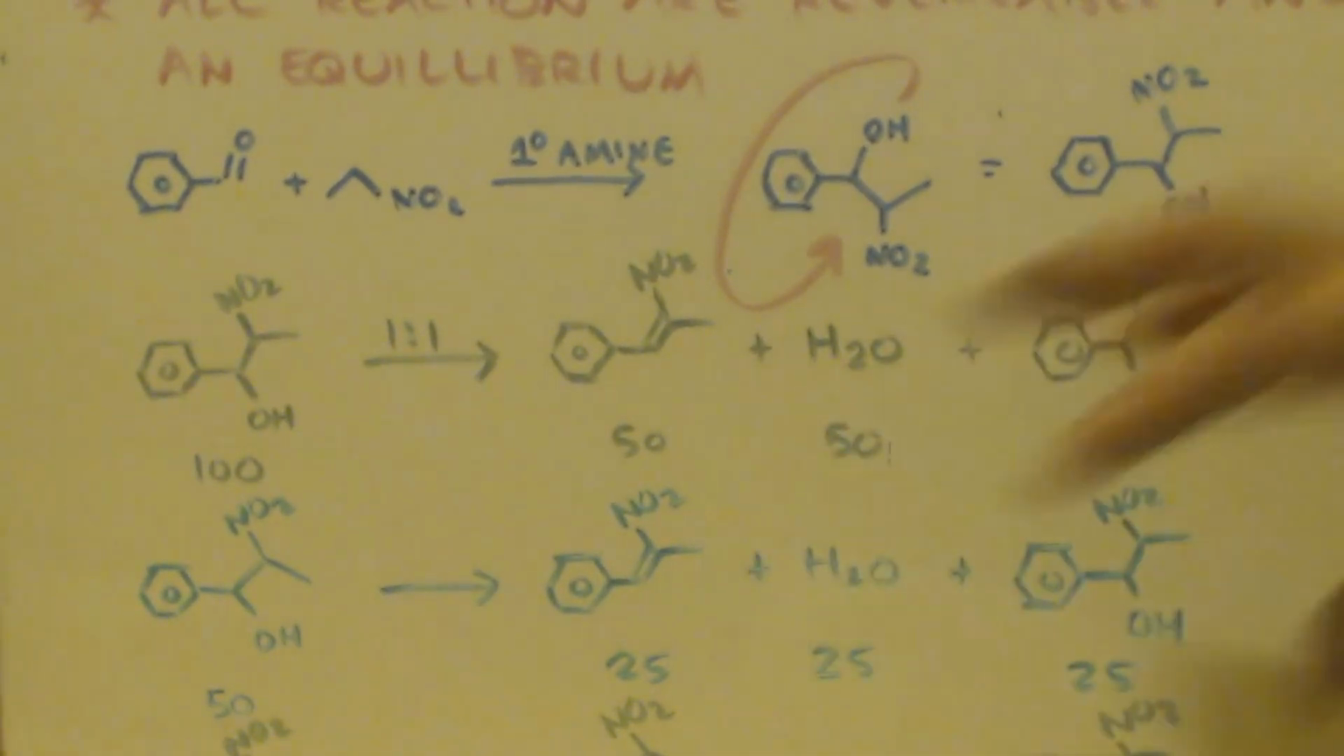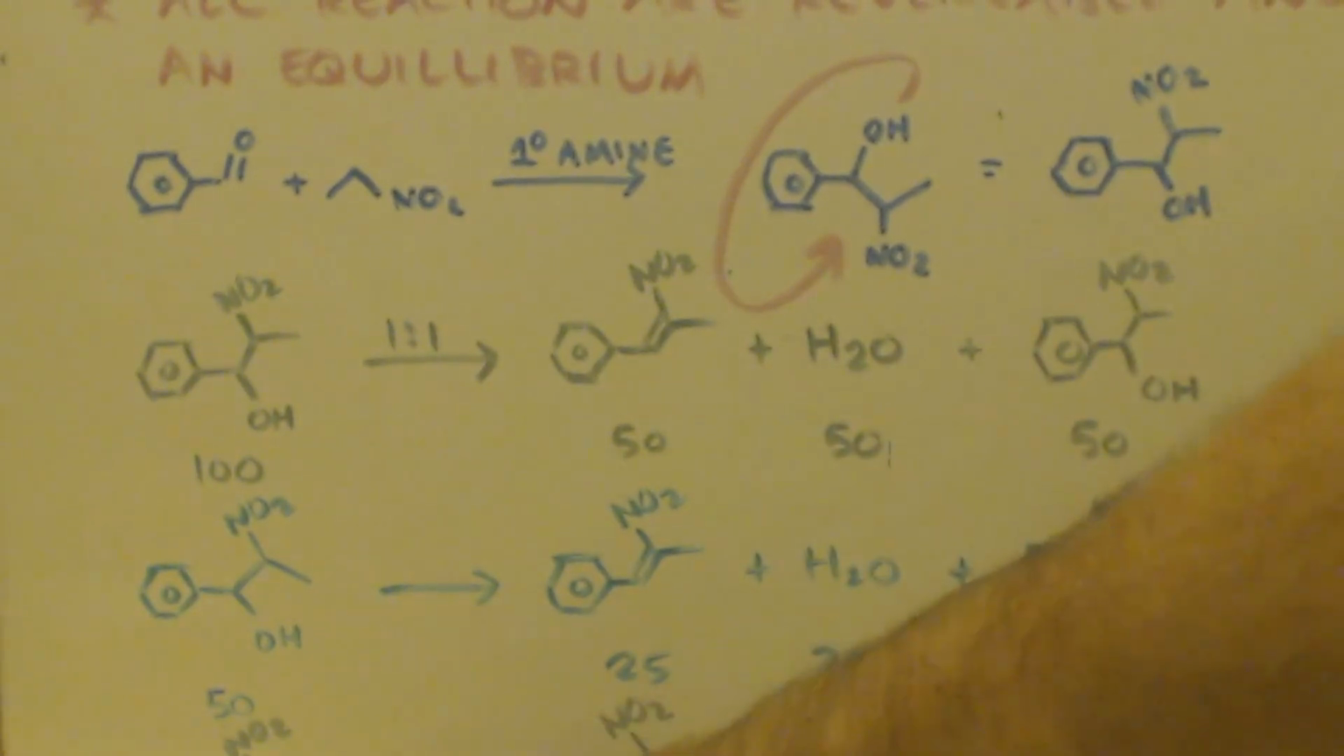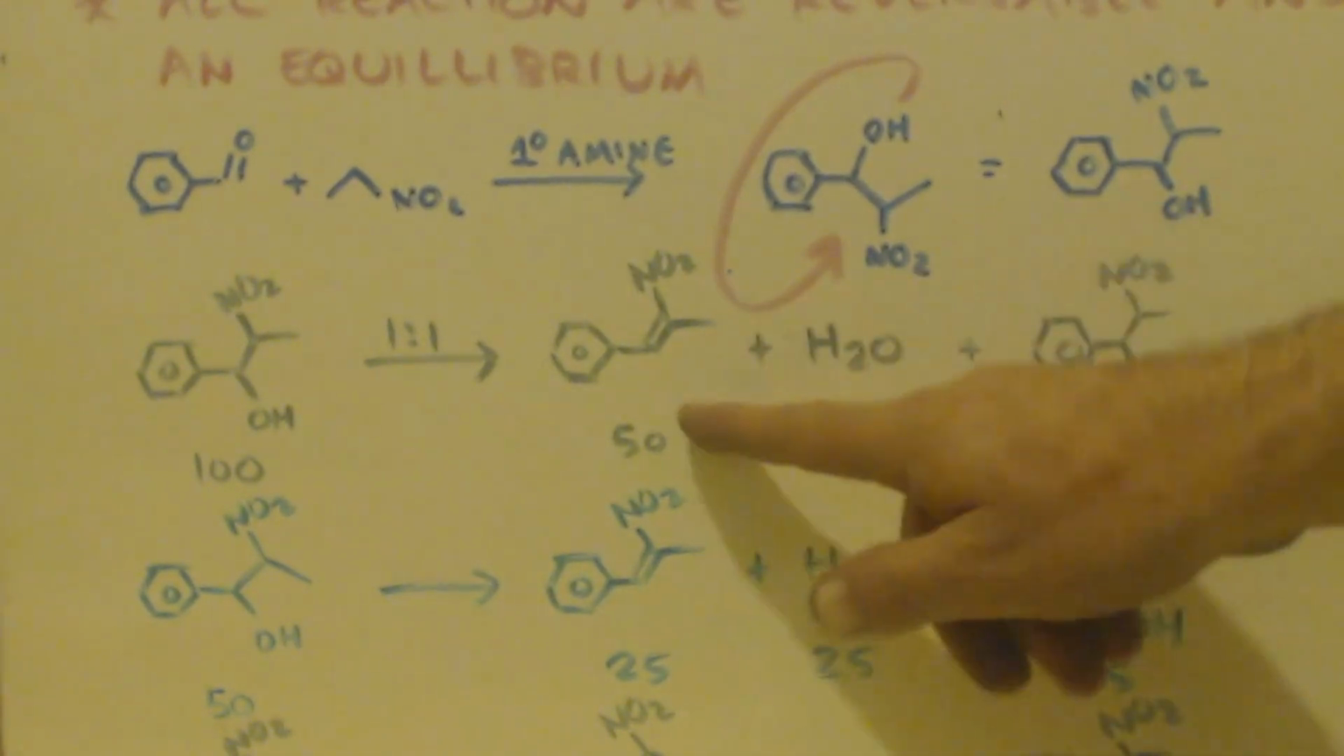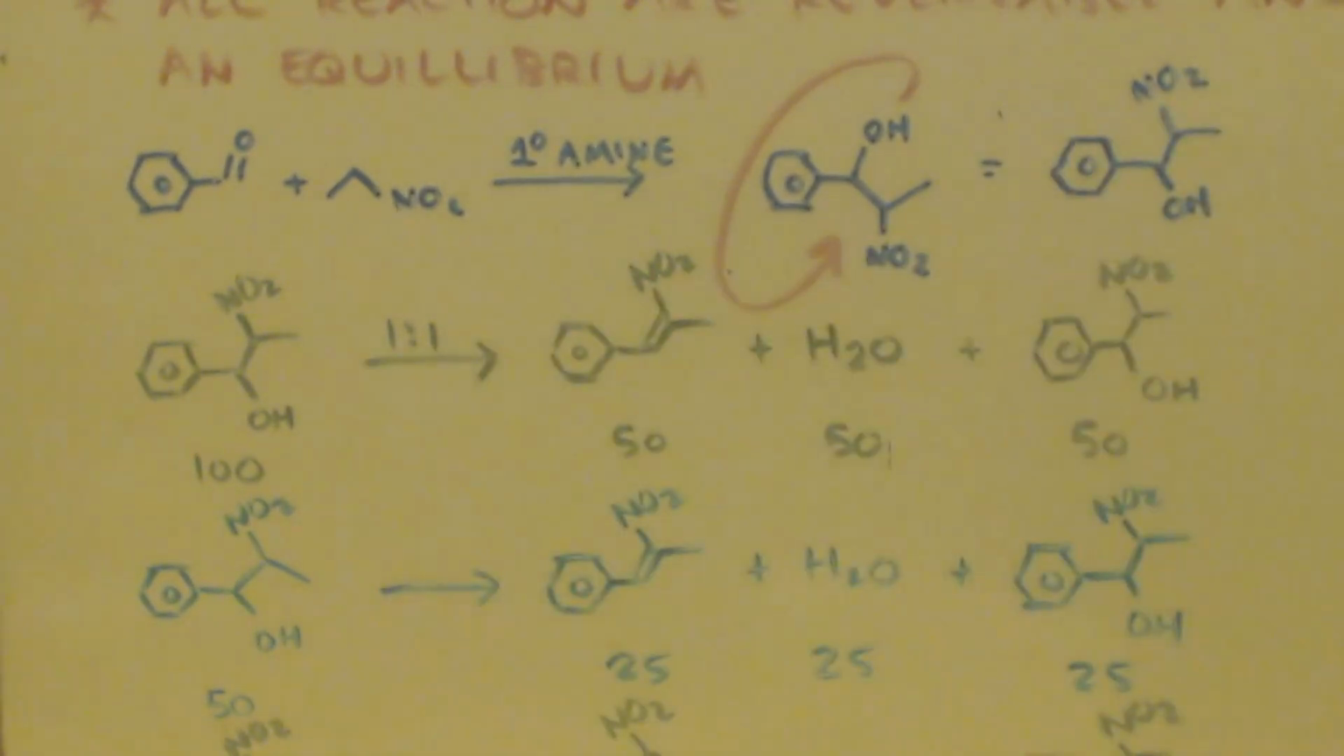But let's say you take more of that water out. Okay, now you got 25. And it starts making your product again and water. Now it's 12 to 12. My whole point is if you keep taking the water out, you'll keep making your product. Instead of ending up with a 50% yield, right?